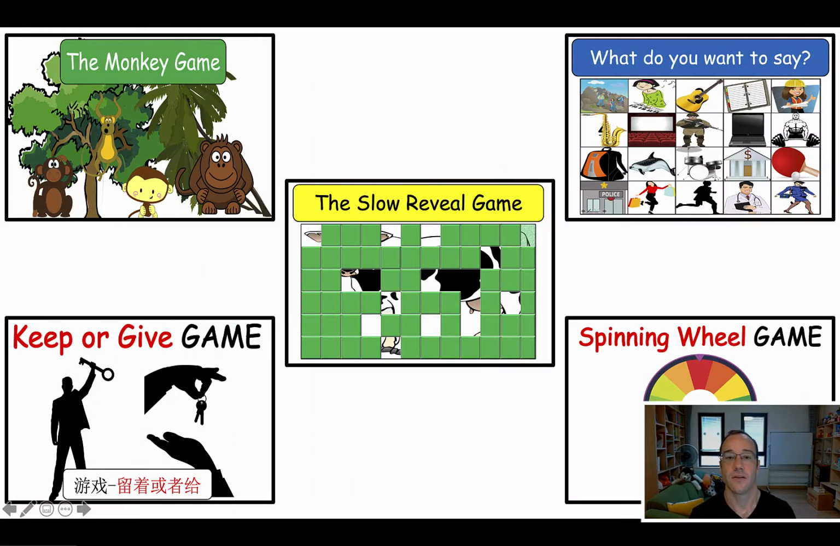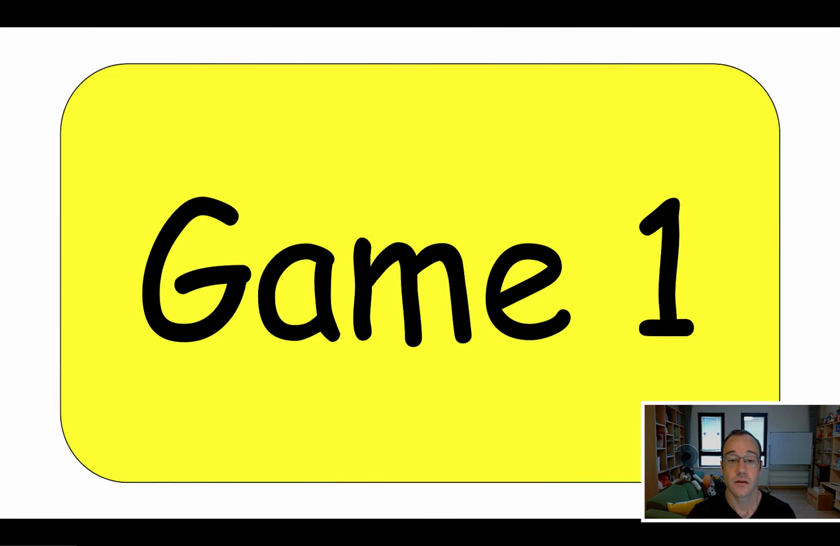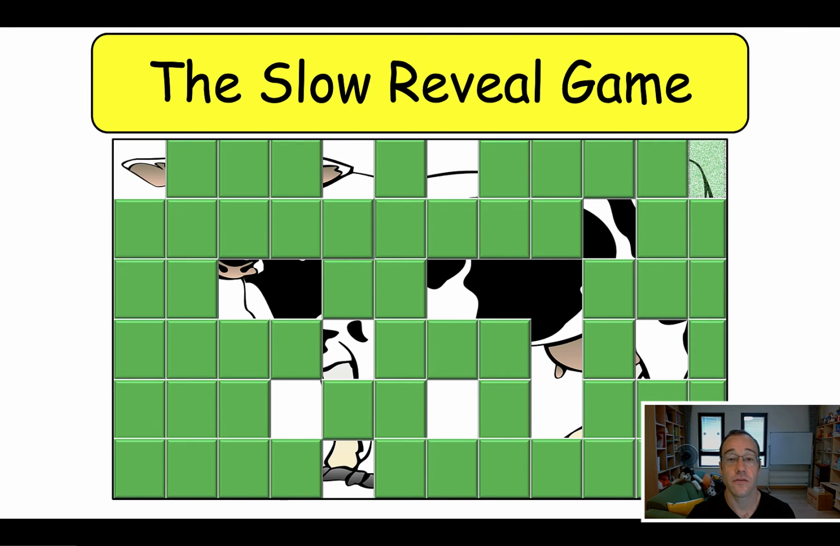Okay, let's take a look at these 5 games. So the 5 games for the day are the monkey game, what do you want to say, the slow reveal game, keep or give game, and the spinning wheel game. Let's take a look at the first game. The first game is the slow reveal game.